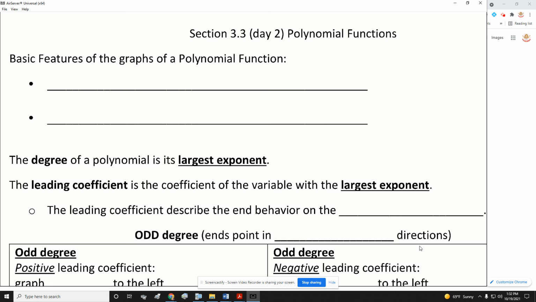We're continuing our lesson on polynomial functions. And so I just want to go over some basic features of the graph. One of these we've already talked about, but the graph of a polynomial function is going to be continuous. There shouldn't be any breaks or holes in the graph.